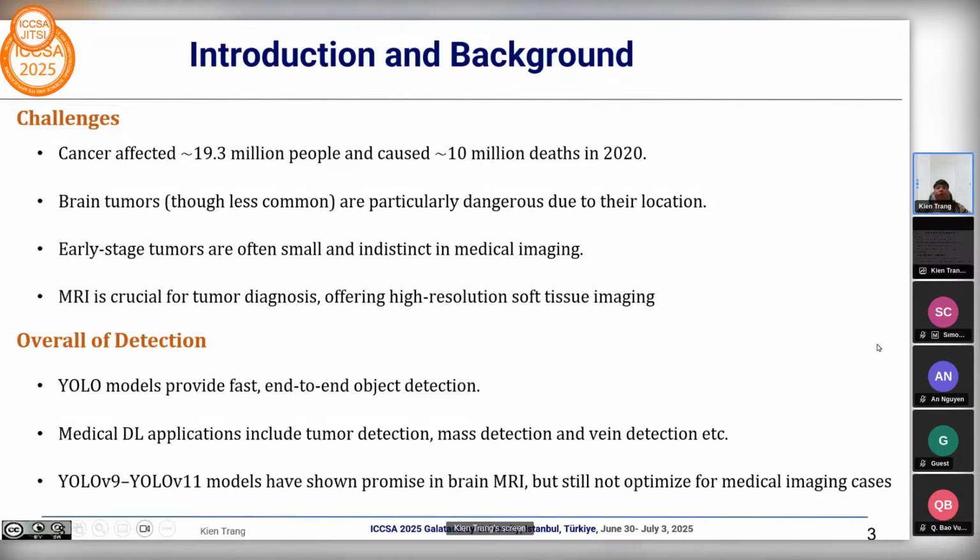So recently, from YOLO version 9 to YOLO version 11, there has been a dramatic improvement in terms of speed and also accuracy. This benefits applications such as brain MRI mass detection. However, because the YOLO series is focused on general objects and still not very optimized for medical images, we build on this to enhance tumor detection and upgrade the performance of the YOLO-based model.